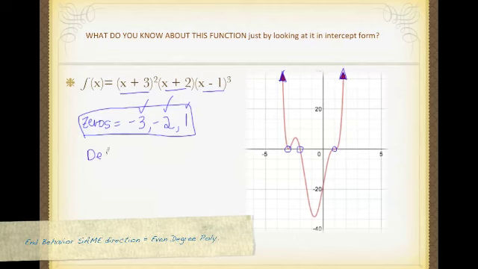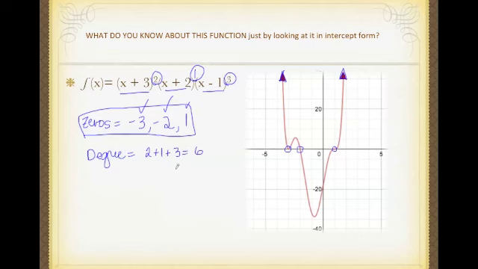Well, let's talk about the degree of this polynomial. If I add these exponents, so I'm adding 2 plus 1 plus 3, that equals 6. So I know the degree of this polynomial is 6. And if I expanded this entire thing out, and used FOIL and multiplied it, the highest power would be an x to the 6th, and my lead coefficient would be 1.